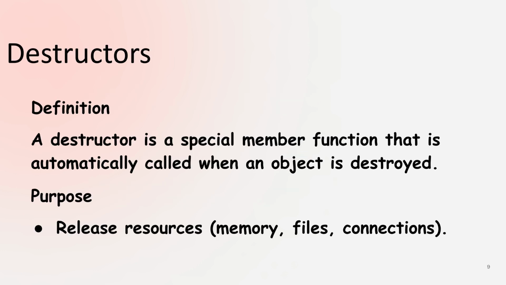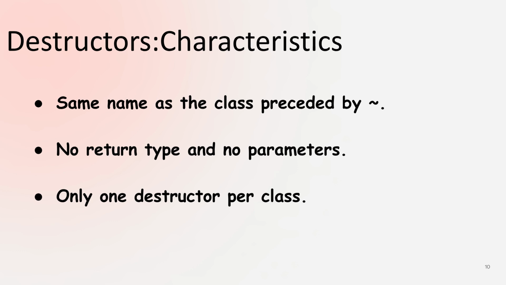A destructor is a special member function automatically called when an object is destroyed. Its purpose is to release resources like memory, files, or connections. Destructors have the same name as the class preceded by a tilde, have no return type or parameters, and only one destructor is allowed per class.